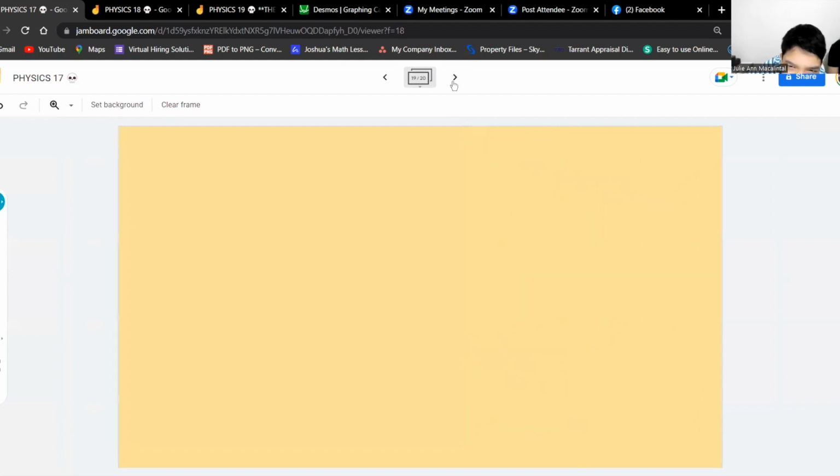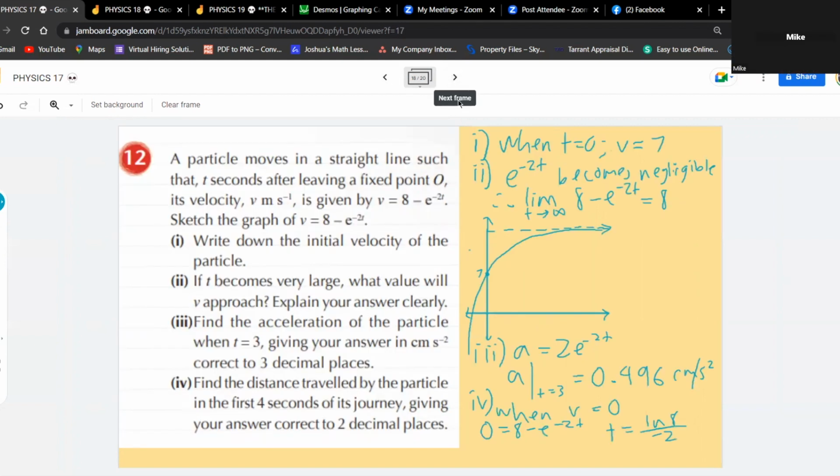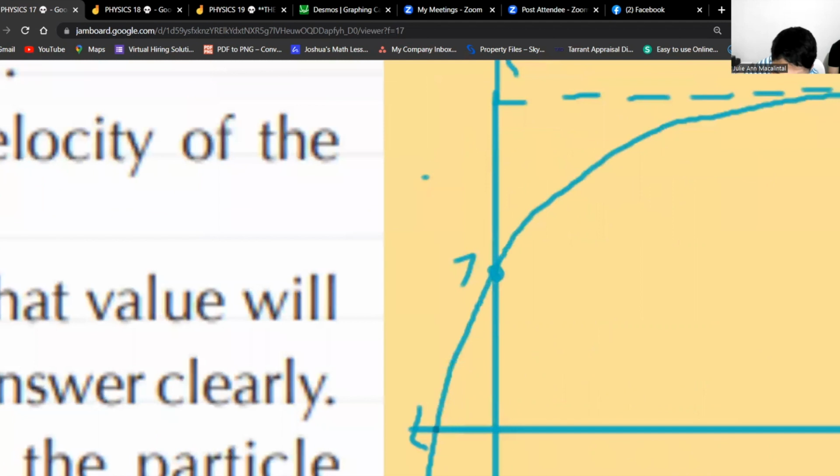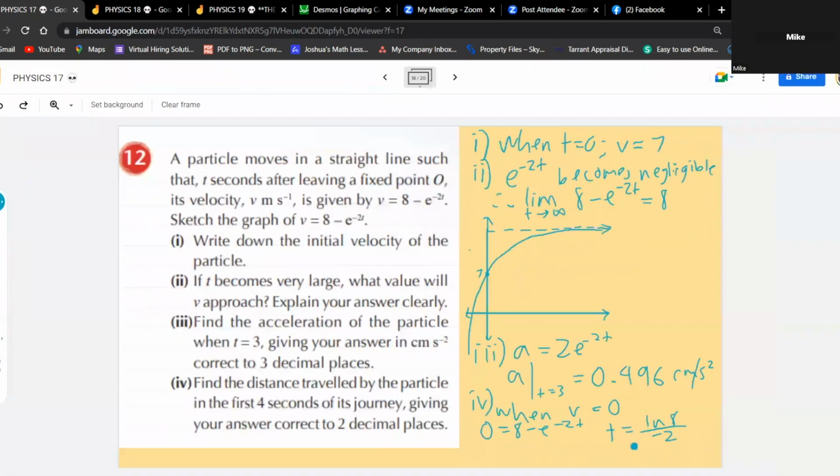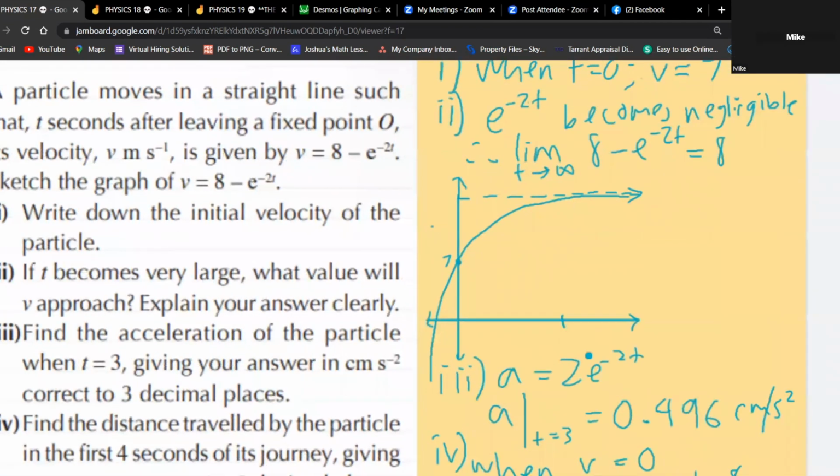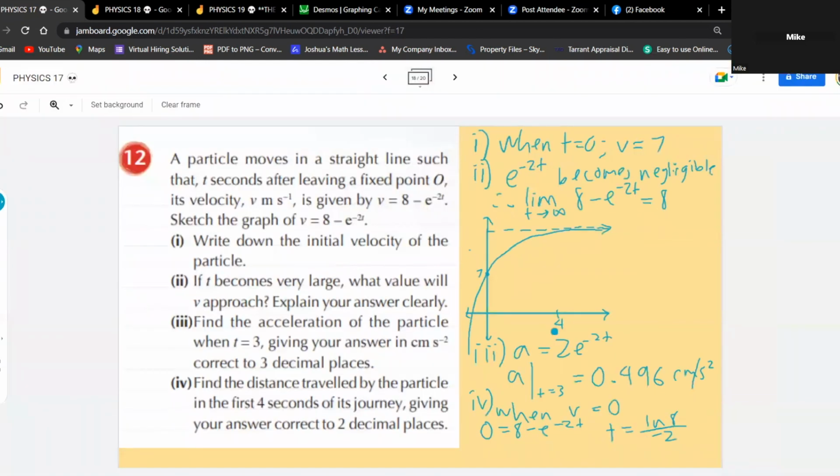Okay, so, pero kailan nangyayari yung reversal? Actually, tingnan mo yung graph. Ginraph mo na yung V eh, when V equals 0. So, somewhere negative, di ba? Ito nga po. Tapos, ang pinapahanap ay first 4 seconds. So, anong area yan sa graph? So, paki-shade mo yung area.